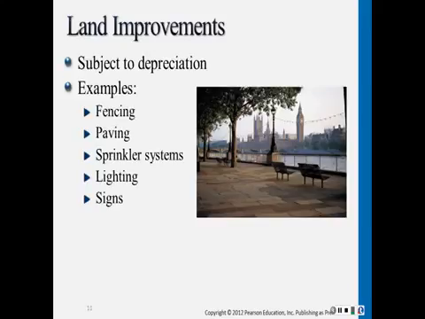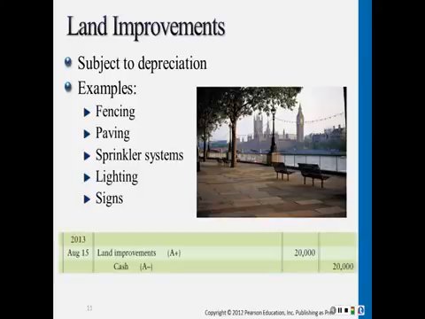The cost of land does not include the following costs: fencing, paving, sprinkler systems, lighting, and signs. These separate plant assets, called land improvements, are subject to depreciation. Suppose a company then pays $20,000 for fences, paving, lighting, landscaping, and signs on August 15th of 2013. The journal entry would include a debit to land improvements for $20,000 and a credit to cash for $20,000.